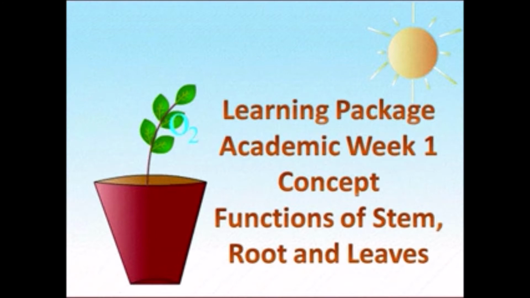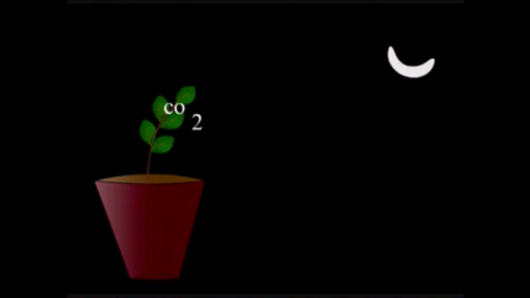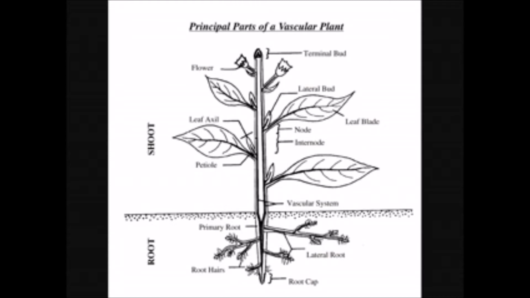Learning Package Academic Week 1. Concept: Functions of Stem, Root and Leaves. Principal parts of a vascular plant: root system and shoot system. The shoot has a flower, leaf axil, petiole, terminal bud, lateral bud, leaf blade, node, internode and vascular system. And the root system has a primary root, root hairs, root cap and lateral roots.